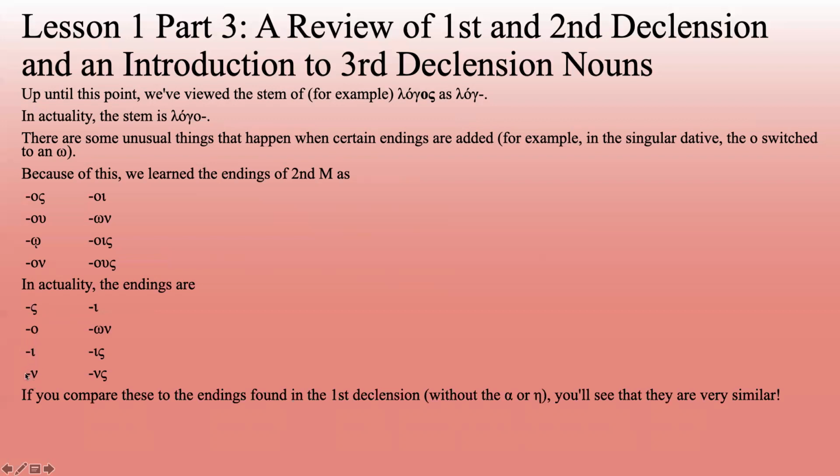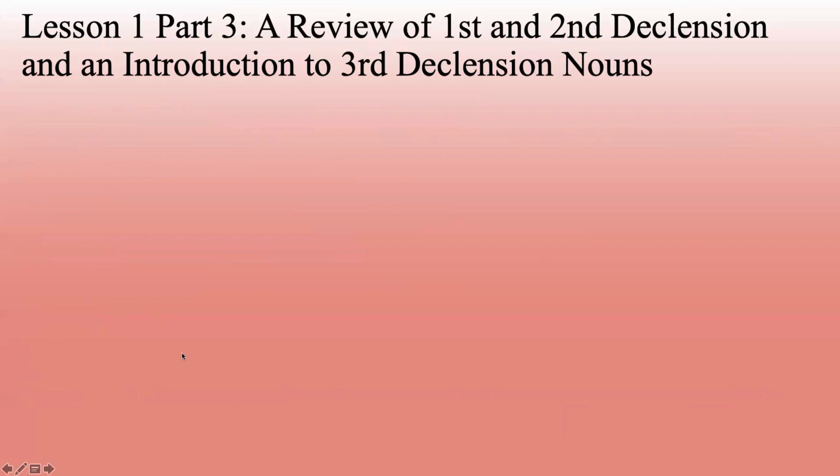Omicron or alpha, that's pretty normal. We have iota, omicron, nu, the alpha just dropped, iota, sigma, and as, the nu dropped out. So it's fairly similar to what we're used to seeing. Now, these shortened endings are the endings we will need for the third declension.